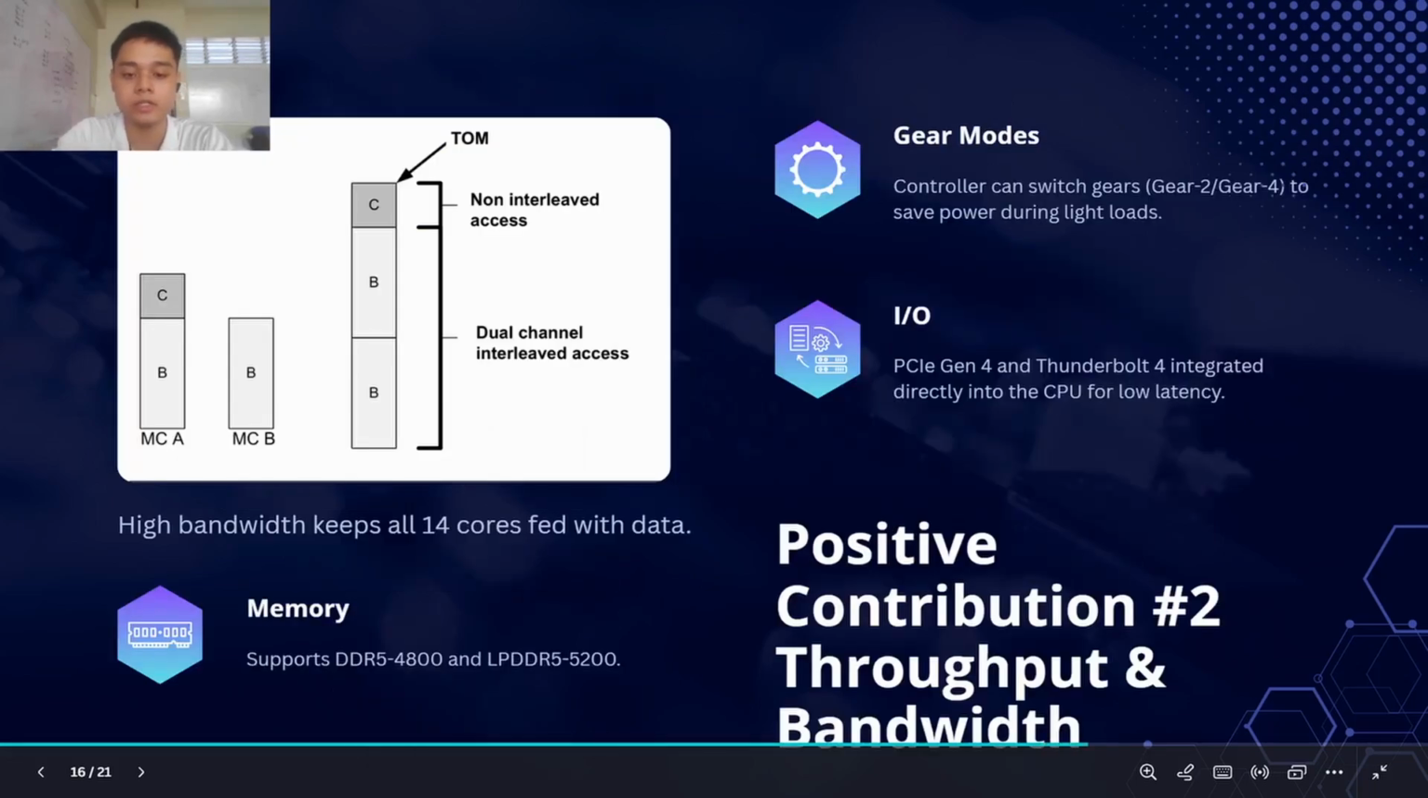Next is the throughput and bandwidth. To keep the 14 cores fed with data, the 12900HK significantly increases memory bandwidth. The controller supports DDR5-4800 and LPDDR5-5200. This utilizes gear modes, Gear 4 and Gear 2, to allow the memory controller to run at lower frequency ratios during light loads to save power, or ramp up for higher maximum bandwidth.